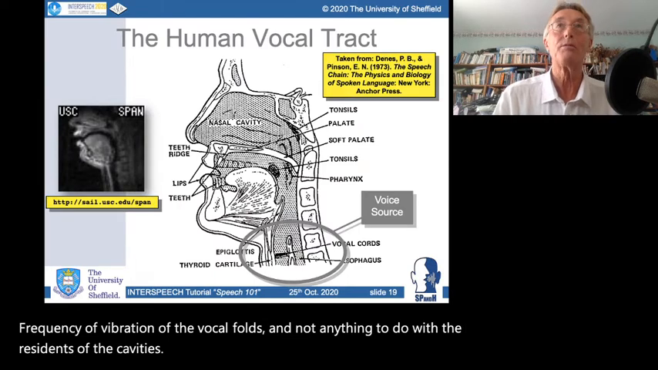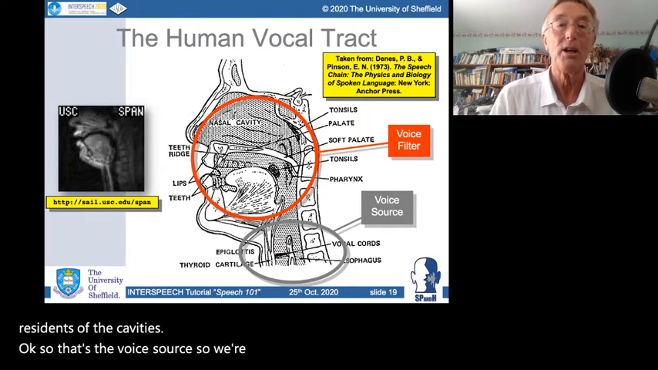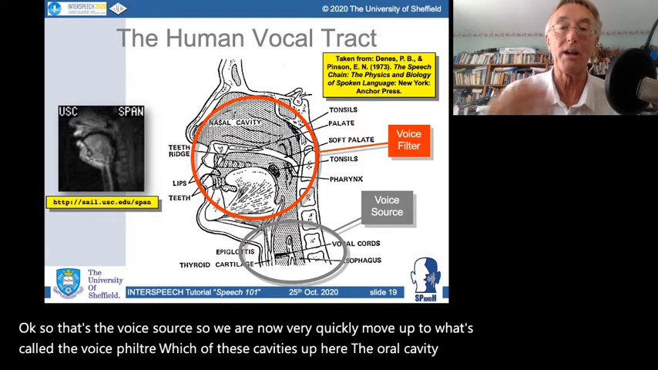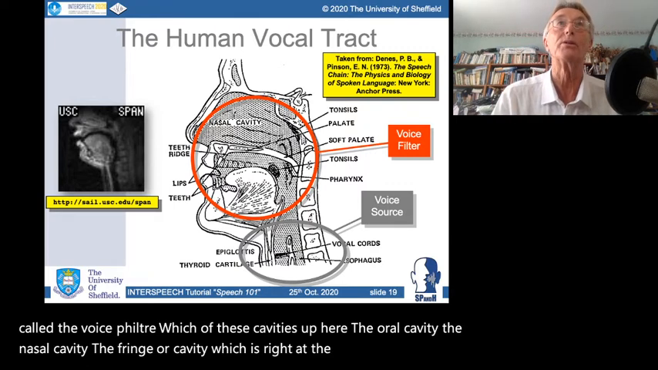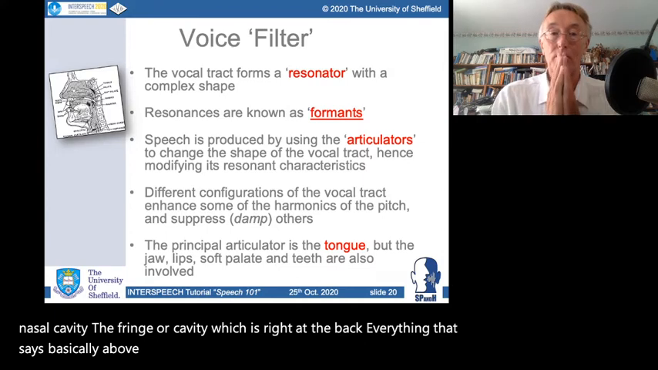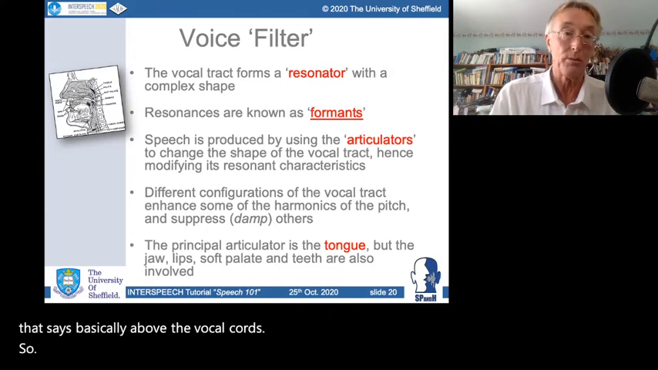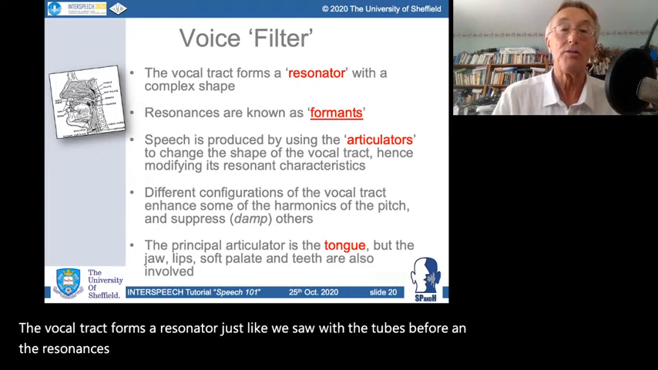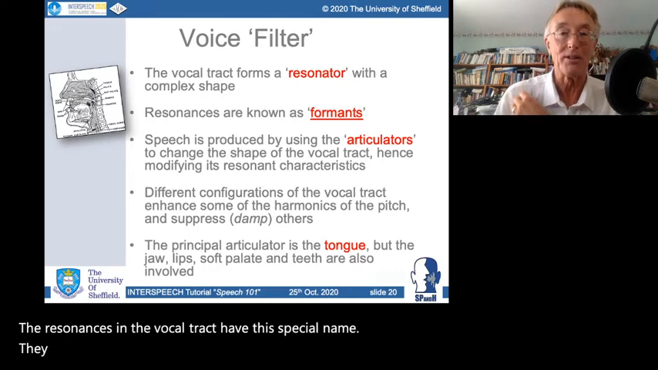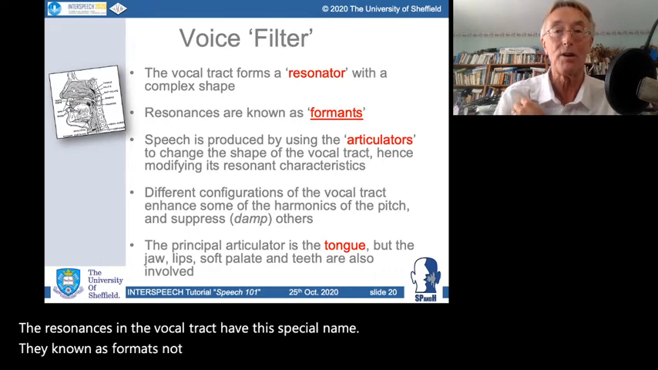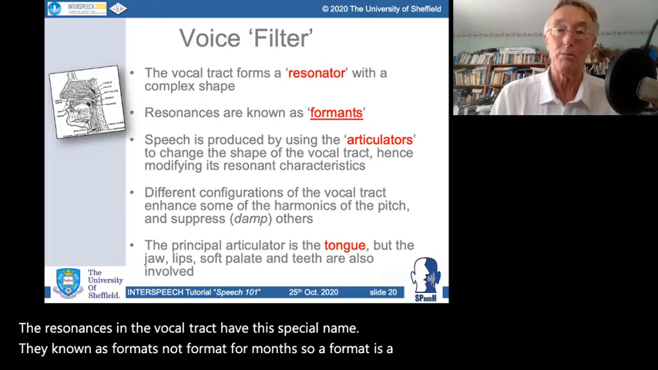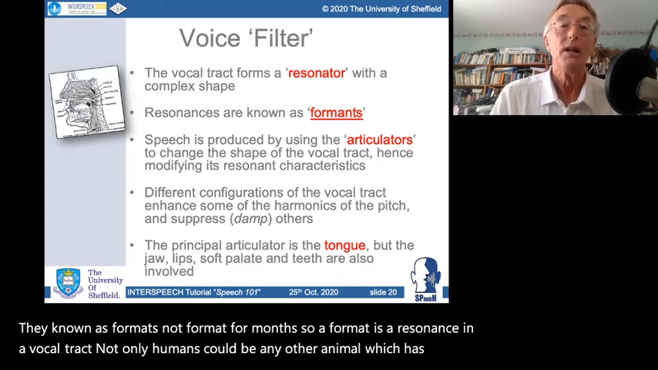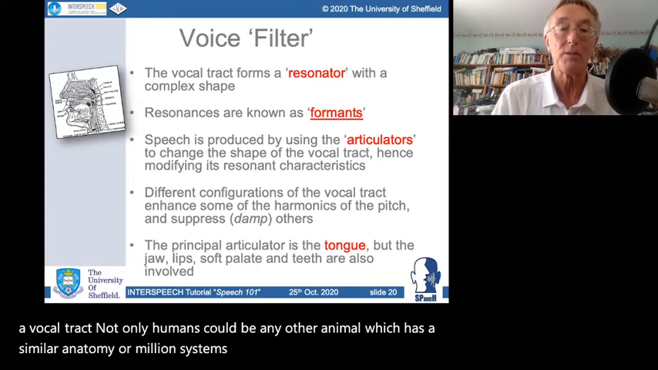So we'll now very quickly move up to what's called the voice filter, which are these cavities up here: the oral cavity, the nasal cavity, the pharyngeal cavity, which is right at the back, everything that's basically above the vocal cords. So the vocal tract forms a resonator, just like we saw with the tubes before. And the resonances in the vocal tract have this special name. They're known as formants, not format, formants. So a formant is a resonance in a vocal tract. Not only humans, it could be any other animal which has a similar anatomy, or all mammalian systems are the same. So those resonances have this special name.